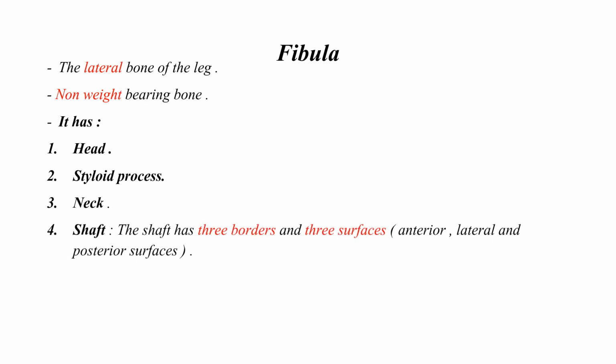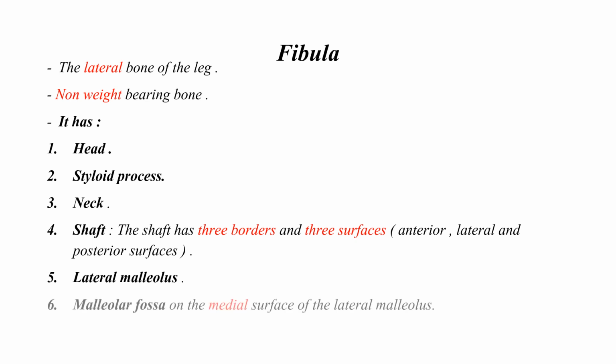of the fibula. The shaft is long and slender. The shaft has three borders and three surfaces: the anterior surface, lateral surface, and posterior surface. Those surfaces correspond to the extensor, peroneal, and flexor compartments of the leg, respectively. Distally, the shaft expands into the flattened lateral malleolus. On the medial surface of the lateral malleolus, there is the malleolar fossa.